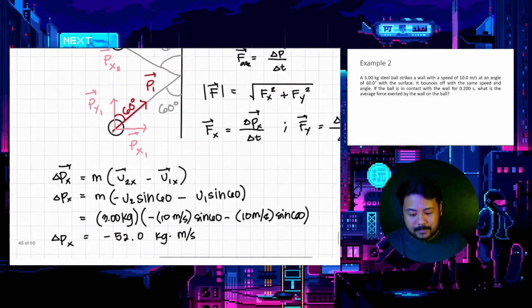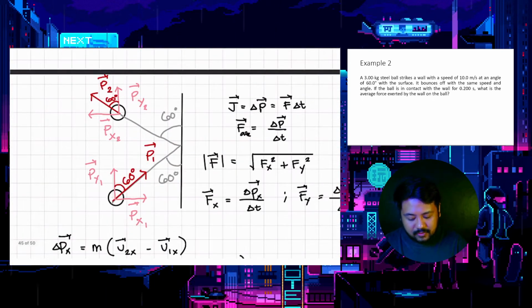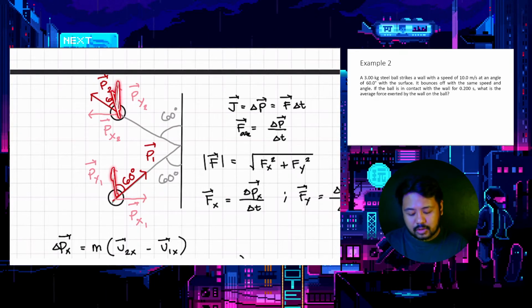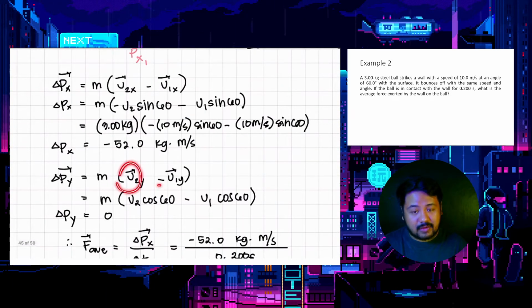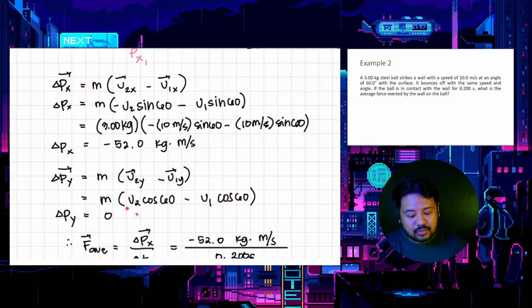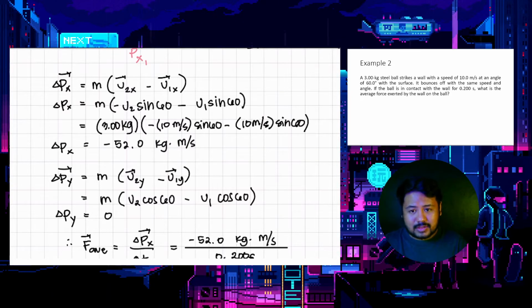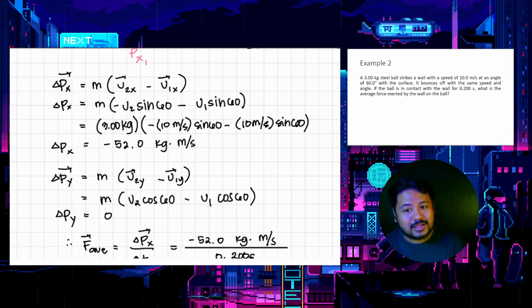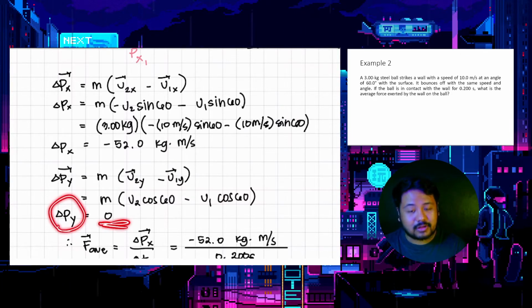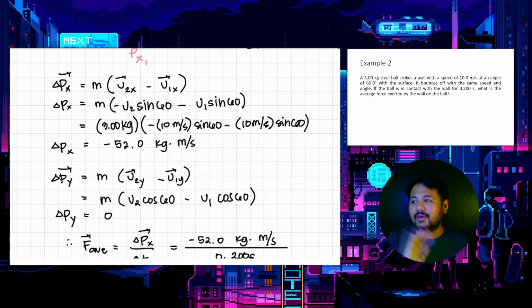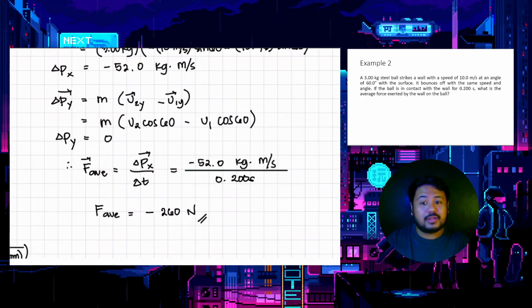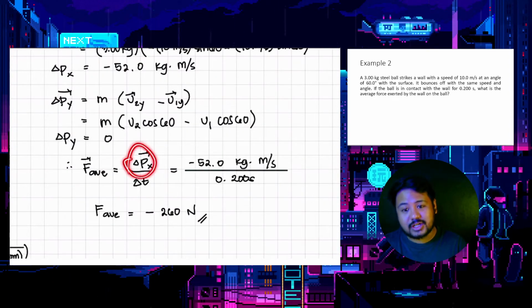And for py, we have this one. You have py1 and then py2. So that's mv2y minus mv1y. So we have here v2 cos 60 minus v1 cos 60. Well, cos 60 will just cancel out, and the change will be equal to 0 because they also have the same speed. So the change in momentum along the y is just equal to 0. So meaning to say, our average force will just be dependent on our change in momentum along the x.